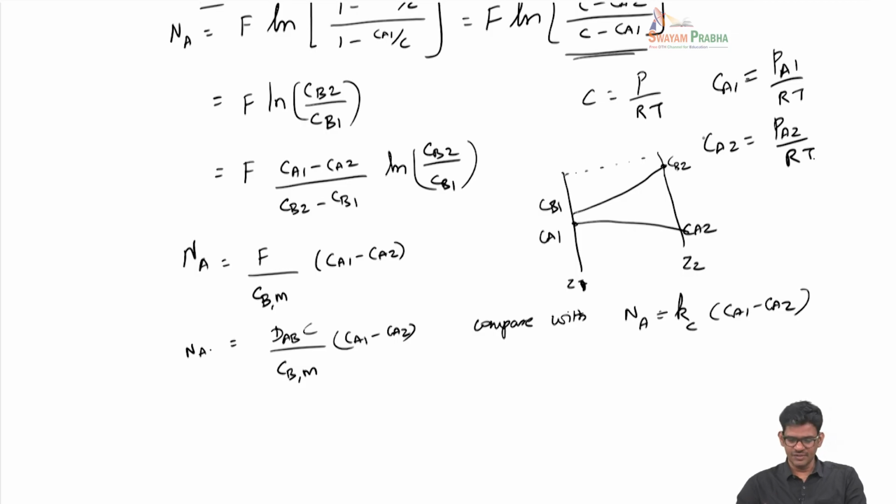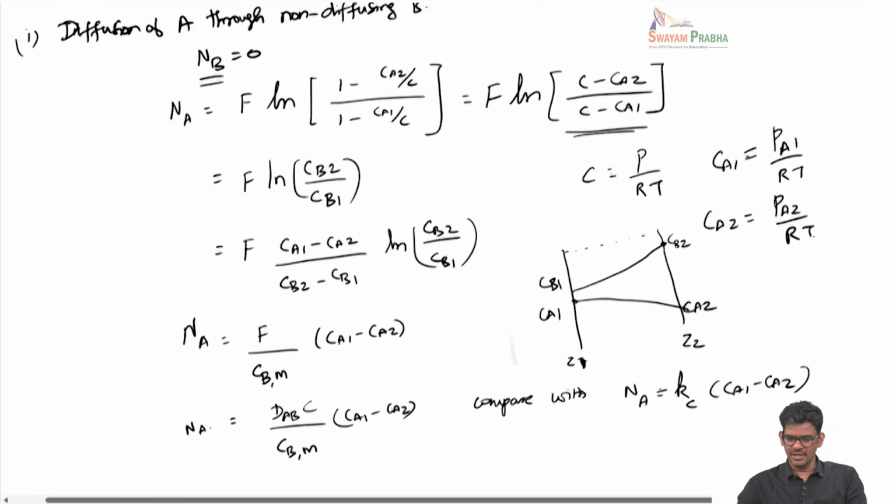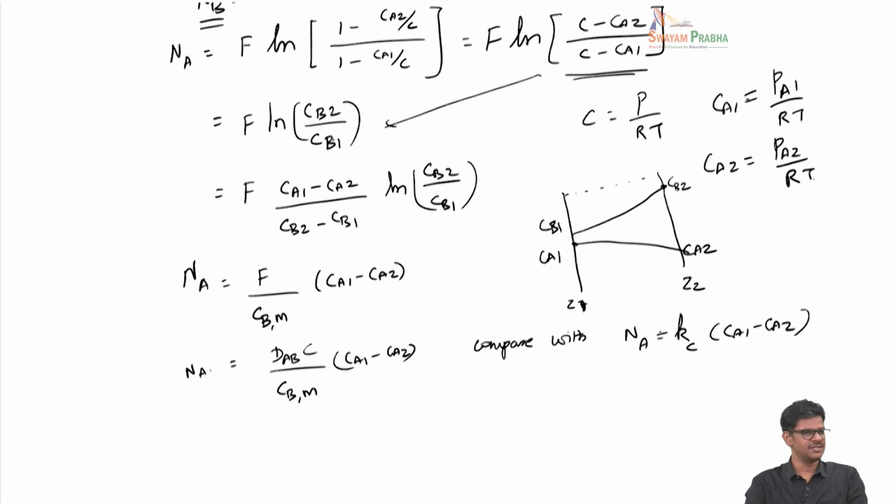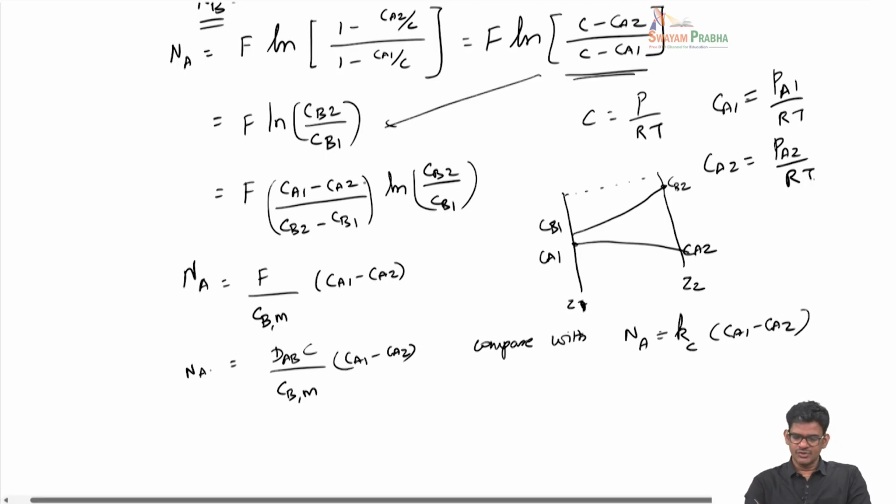Because of this fact, what I'm able to write here is, C minus Ca2 is Cb2, and C minus Ca1 is Cb1, because the sum of the concentrations should be equal to C at any point. Further, I'm also introducing this term (Ca1 minus Ca2) by (Cb2 minus Cb1), because the numerator and denominator are actually equal.